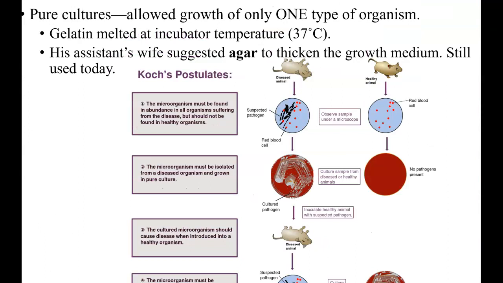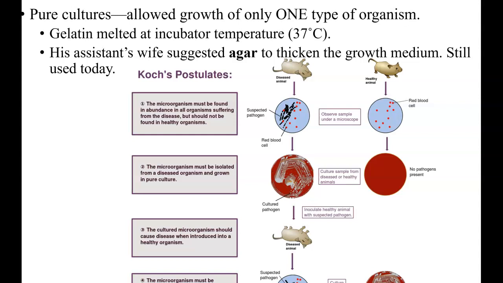So one of the things that we will do this semester is to grow pure cultures. A pure culture means that we have captured only one organism. And when they first started trying to grow microorganisms in the lab, these microorganisms, because they liked the human body environment, had to be incubated at 37 degrees Celsius, which is body temperature, 98.6 degrees Fahrenheit.